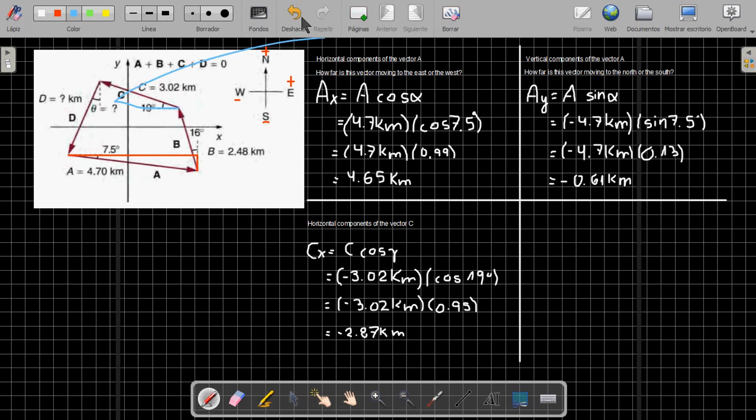Okay, sorry about that. Let me change it. Okay, here we go. Now he is 2.87 kilometers farther west than he previously was.